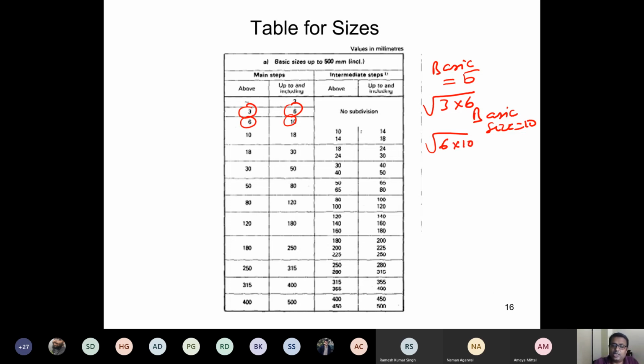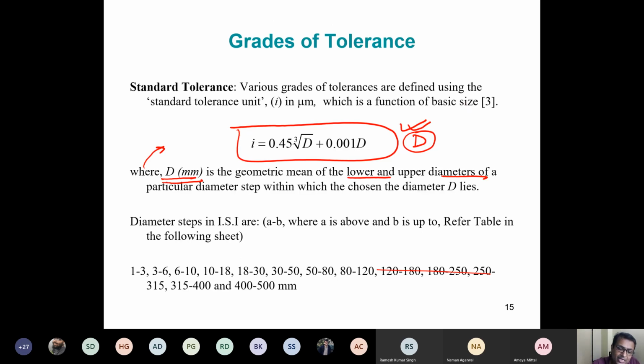You get me? So this D is not your basic size, but the geometric mean of the upper and lower diameters between which your chosen diameter or basic size lies. This is a small trick, because they have to make all this valid over a large number of diameters. So they have done some statistical analysis and gotten these standards from it.